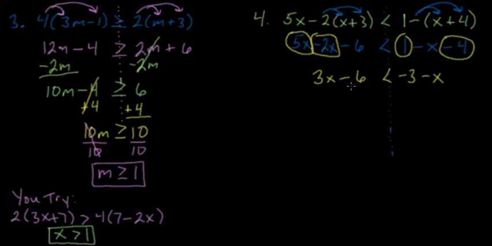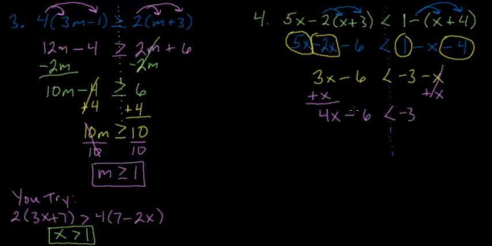Now I want to get all my x's onto one side of the inequality. So to do that, I'm going to cancel out this x on the right. So I'm going to add x over here and add x over here. So this cancels out this x. 3x plus another x will give me 4x. Bring down the 6 gives me less than -3. And this is a nice two-step equation.